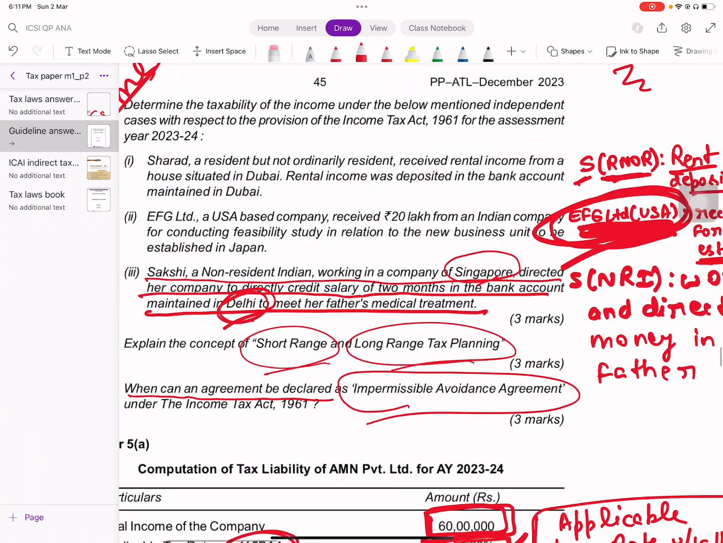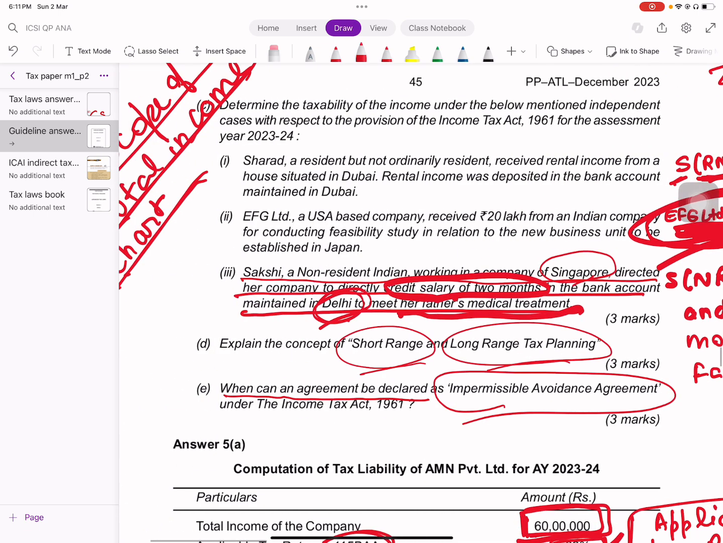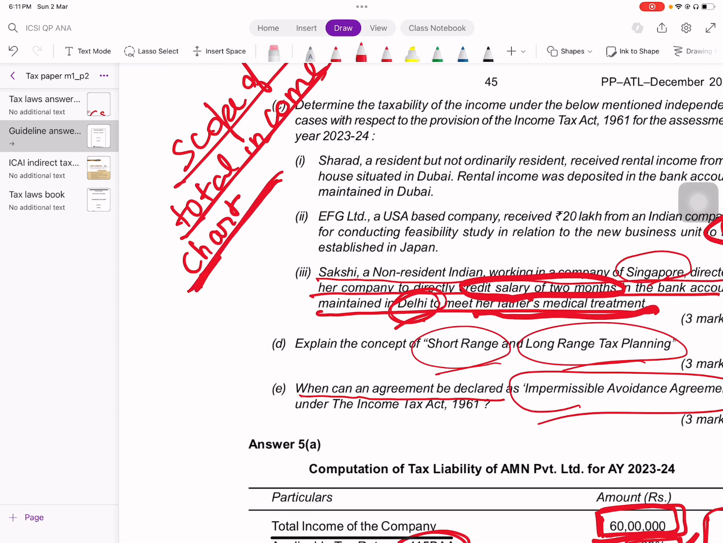Now, Sakshi, a non-resident Indian working in a company in Singapore, directed her company to directly credit the salary of 2 months in the bank account maintained in Delhi to meet her father's medical treatment. Now I thought this was a case of remittance of money from outside India to India. And if you see the chart of scope of total income, the remittance of any type of amount in India is not taxable.